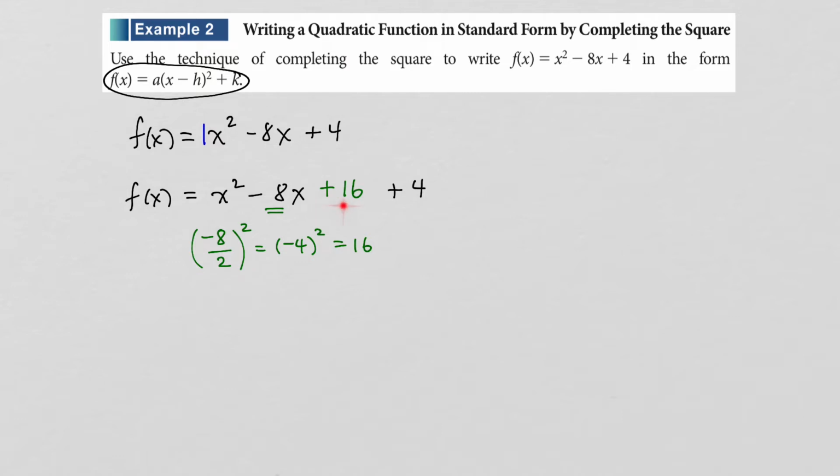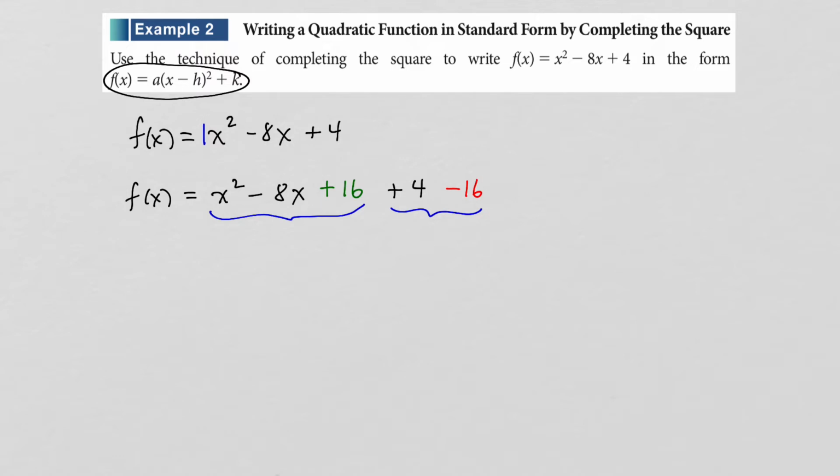But when you add 16, you have changed the equation. So off to the right here, we are going to put minus 16 because these two numbers cancel each other out, thus giving us the equation that we started with. But we're not going to actually cancel them. We're going to leave them in the equation, and we're going to factor this, and then we'll have that.